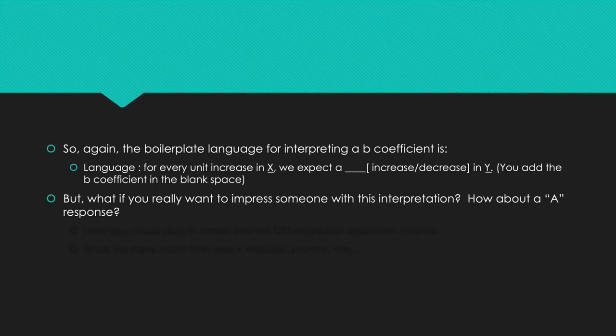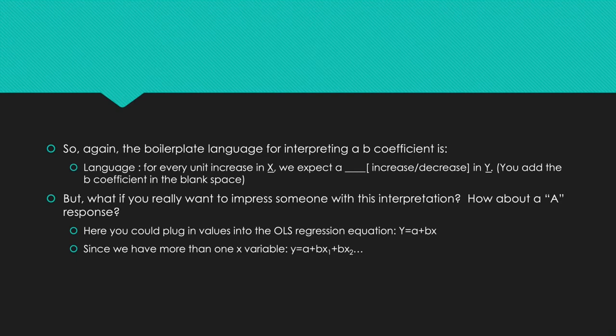But let's say you really want to impress someone with your interpretation of a beta coefficient in a regression model. What is the A+ response here? Here, you could plug in values into the OLS equation. As you recall, the OLS equation is that simple linear equation we covered in middle school and high school, y equals a plus bx. In this case, however, since we have more variables, our line will look something like this. Y equals a, which is your constant, or alpha, plus b1x1 and b2x2 to represent the fact that there are two variables in this particular model.